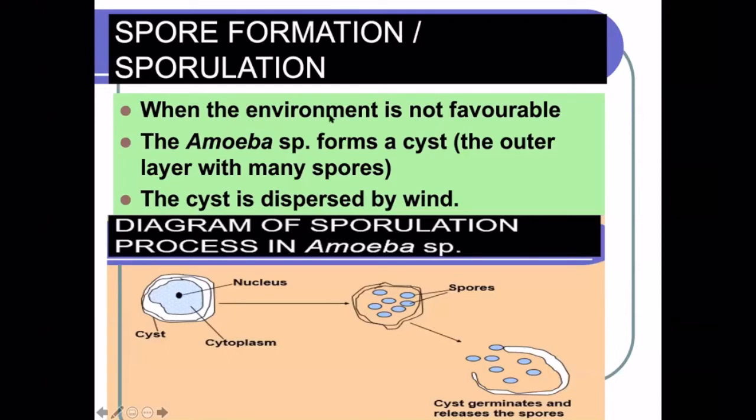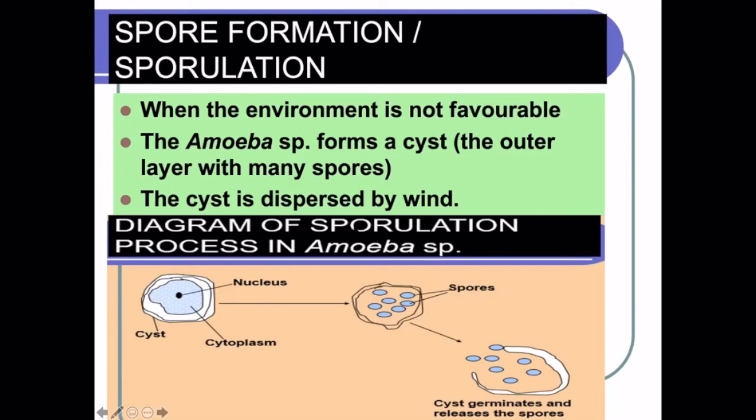So when the environment is not favorable, okay, so the first one, this is amoeba. Okay, so the amoeba will form a cyst. Will form a cyst, the outer layer of many spore that contain many spore. Okay, so at the outer layer of the amoeba, it will form cyst. So inside the cyst, there are so many spore.